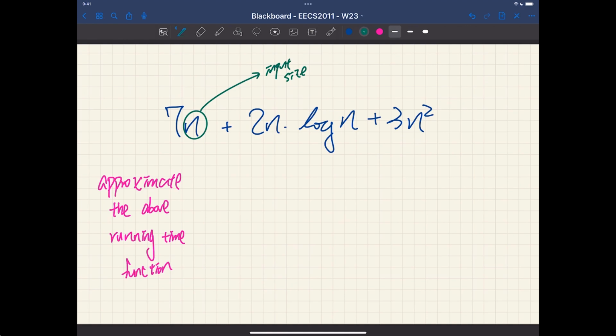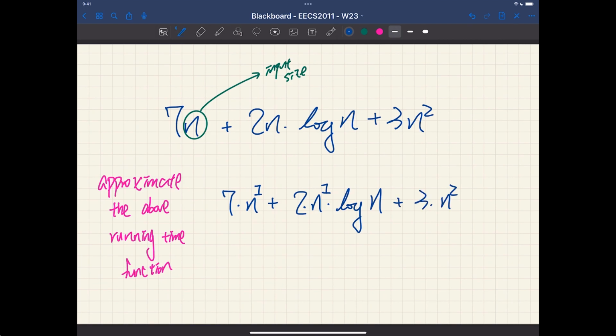But when we look at this, there are several terms you want to get used to. Let me just rewrite it again. Okay? And I'm going to be more explicit about the exponent for each one of them. So it's going to be 7 times n to the power of 1, plus 2 times n to the power of 1 times log n. And if we don't have the base over here, you can assume it's base 2 for this course. If it has to be a different base, I will let you know explicitly. Otherwise, assume it's 2. And plus 3 times n to the power of 2.